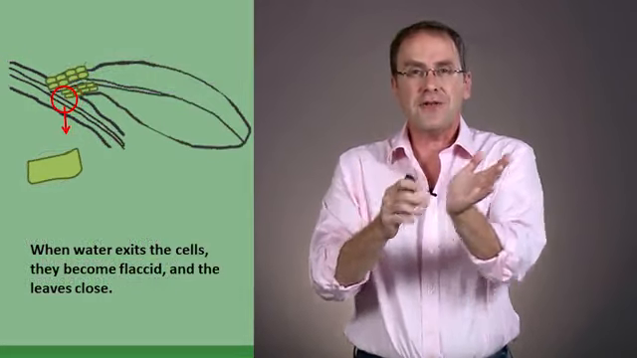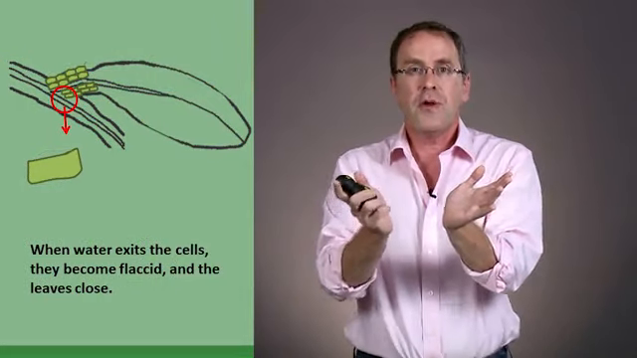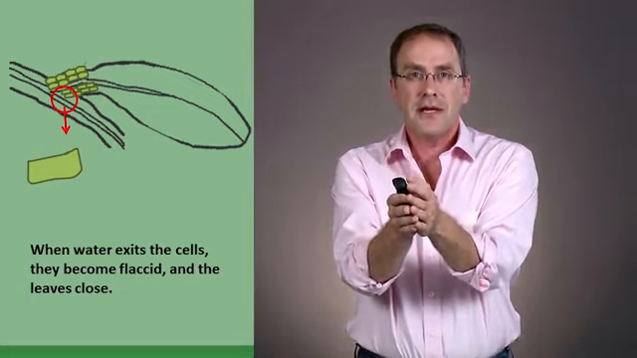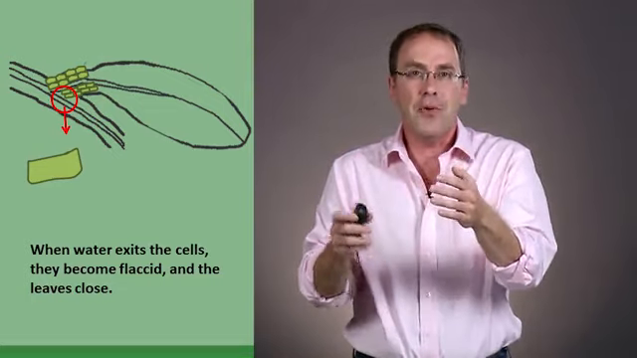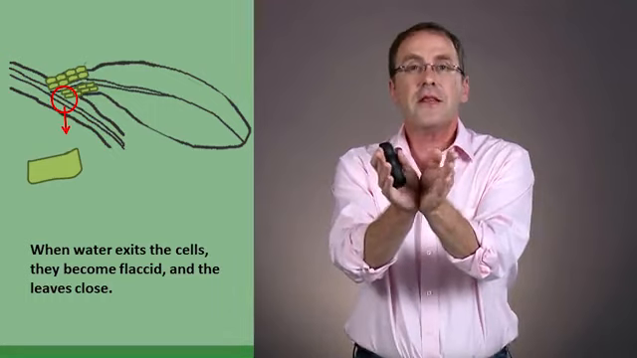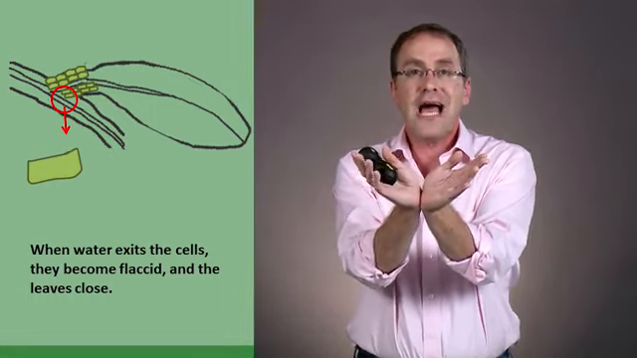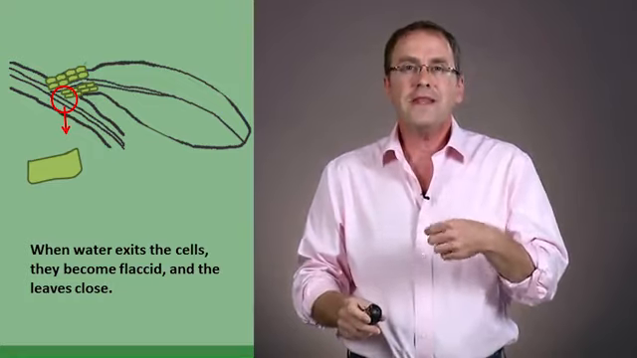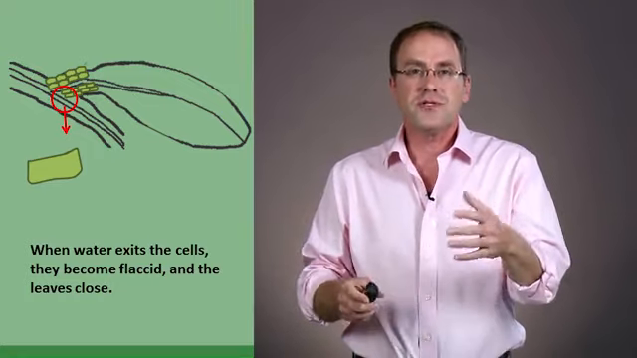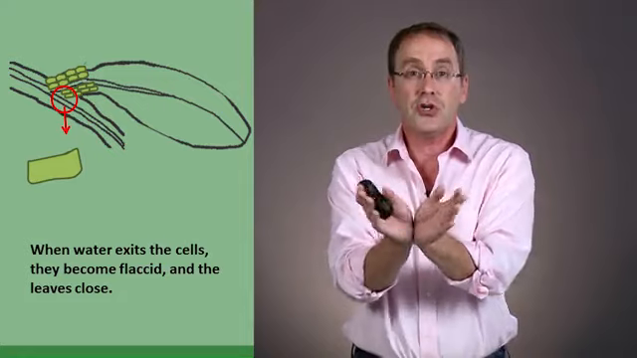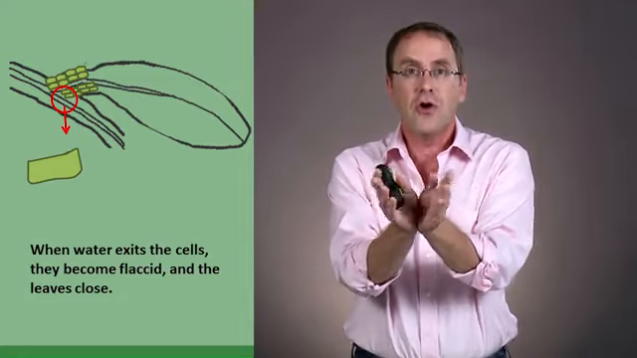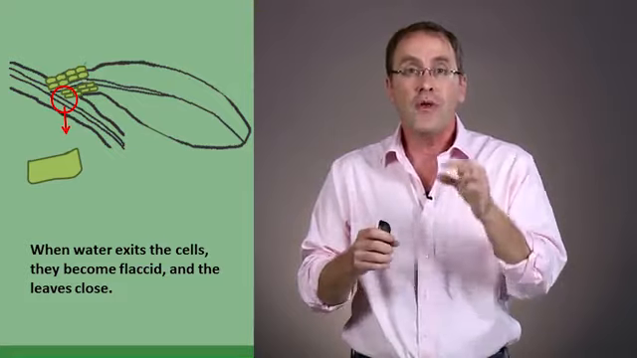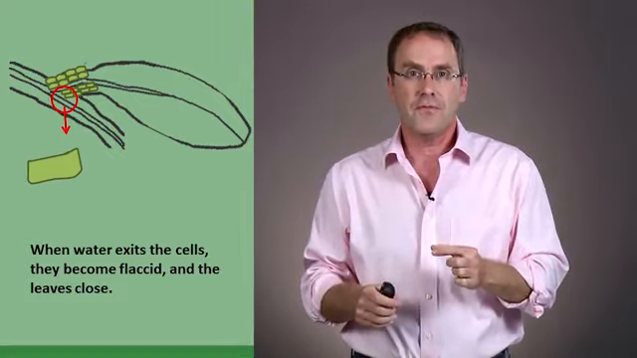When water goes out of the pulvinus cells, when we lose the turgidity, the leaves snap closed. It's sort of like a hydraulic pump. Water gets pumped in, the leaves open. When the water goes out, the leaves close. The way that the plant controls whether the cells will be turgid, opening the leaves, or flaccid, is by changing the salt concentrations within the pulvinus itself.